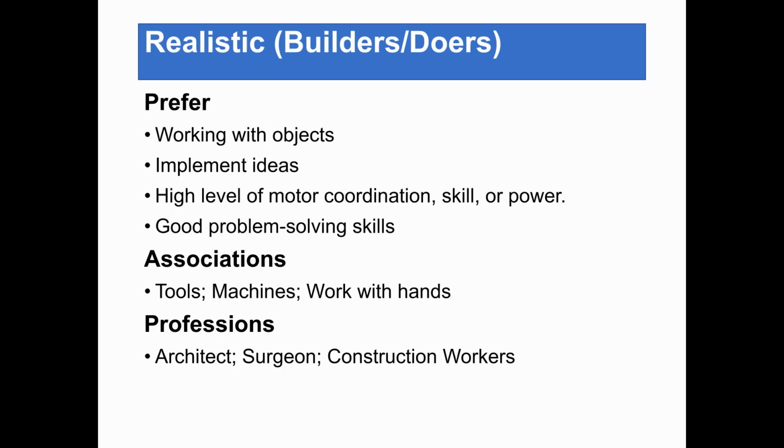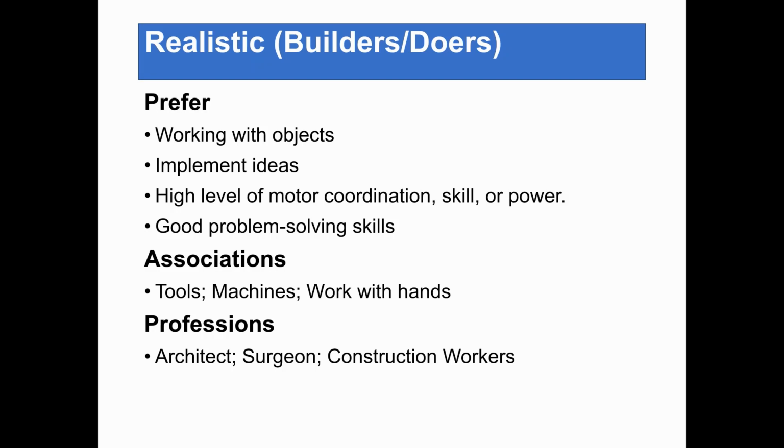Realistic can be the builders or the doers. They prefer to work with objects. They prefer to implement their ideas. They have more power and coordination in terms of skills. They have good problem solving skills. They are outgoing in the sense that they work in outside areas. For example, they don't like to work in labs; rather they like to work in an open space.